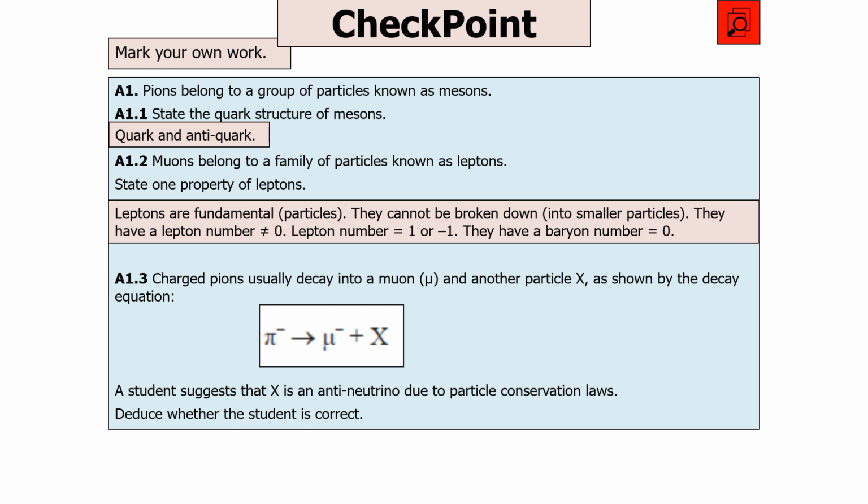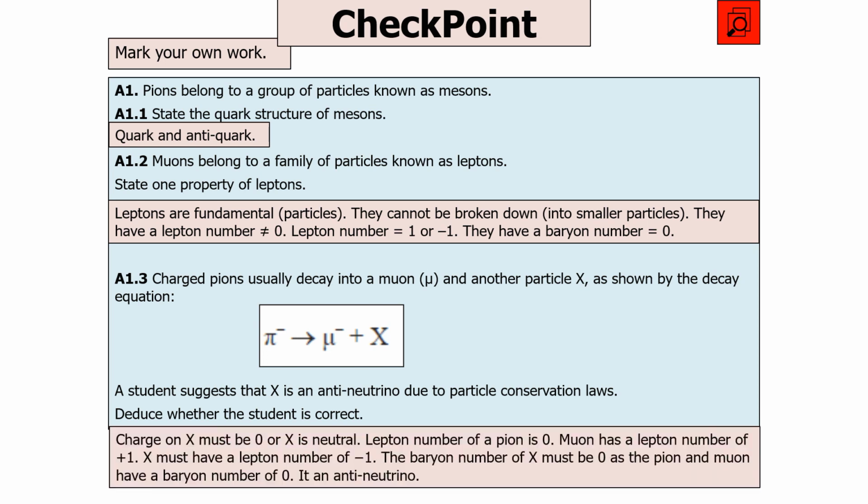Now in this next one, you've got to work out the conservation. So because the charge of the pion minus is going to be -1 and the muon on there is -1, well, it tells us the X value must be 0. The lepton number of the pion is 0, and we know the muon has a lepton number of +1, so therefore the X must have a lepton number of -1. And the baryon number of the pion is 0, the baryon number of the muon is 0, so therefore X must have a baryon number of 0. That fits the properties of an antineutrino, so that is correct.